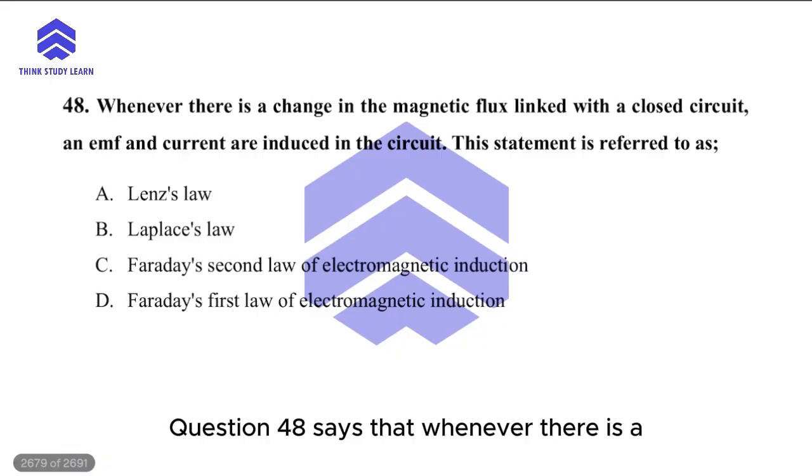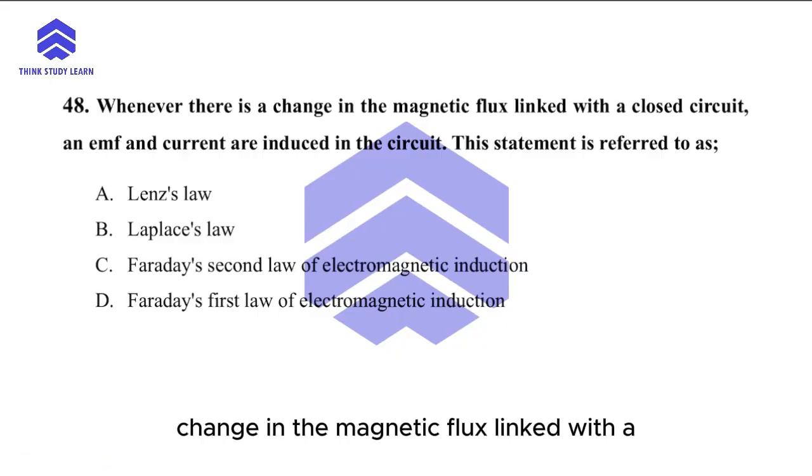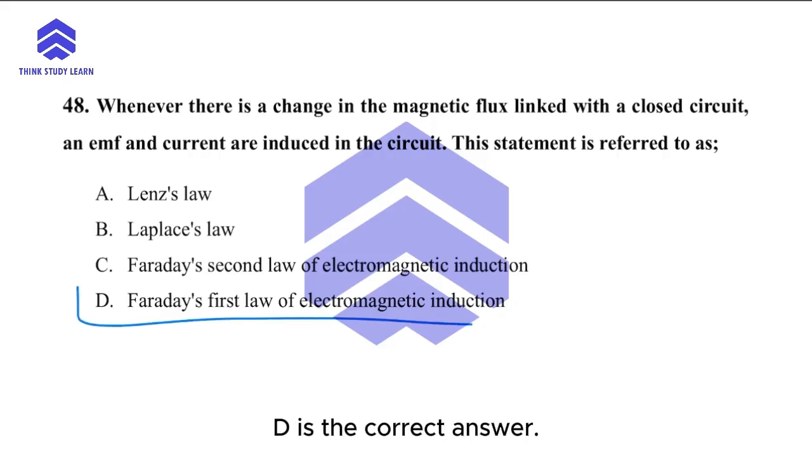Question 48 says that whenever there is a change in the magnetic flux linked with a closed circuit, an EMF and current are induced in the circuit. This statement is referred to as the phenomenon described on the basis of electromagnetic induction, which is governed by Faraday's law of electromagnetic induction. Specifically, the statement refers to Faraday's first law of electromagnetic induction, which states that EMF is induced in a circuit whenever there is a change in the magnetic flux linking the circuit. Hence, we can say that option D is the correct answer.